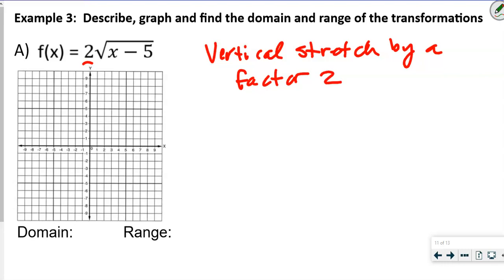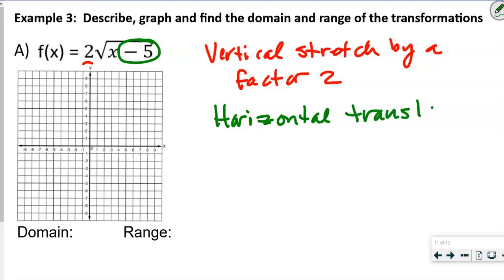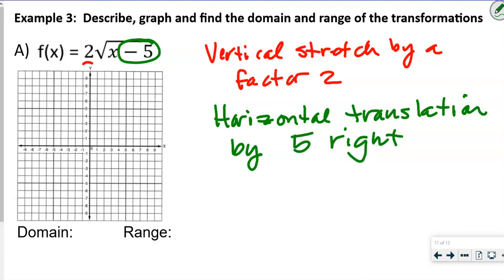Okay, and what does this -5 tell us? Isn't that a horizontal translation? Now remember, it's under the house, it's in the radical, so we're going to change the sign of it, okay? So horizontal translation by 5 right. So remember, it's always going to be opposite of what we think.